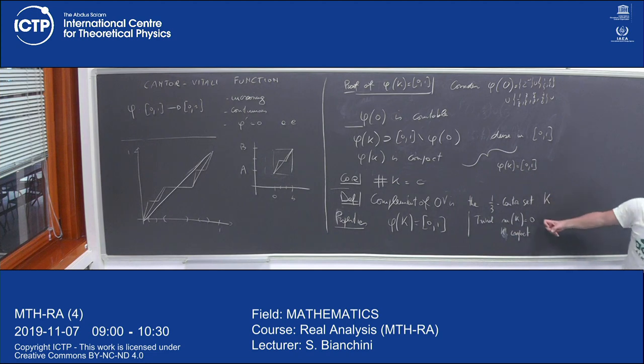But since phi maps K into an interval, it could happen that a set of measure zero, which is measurable, is mapped into a set which is non-measurable. And this is what we want to do. I want to show that if I have a Borel set instead, the image under phi will be measurable, actually Borel in this particular case. But for measurable sets, I should be careful.